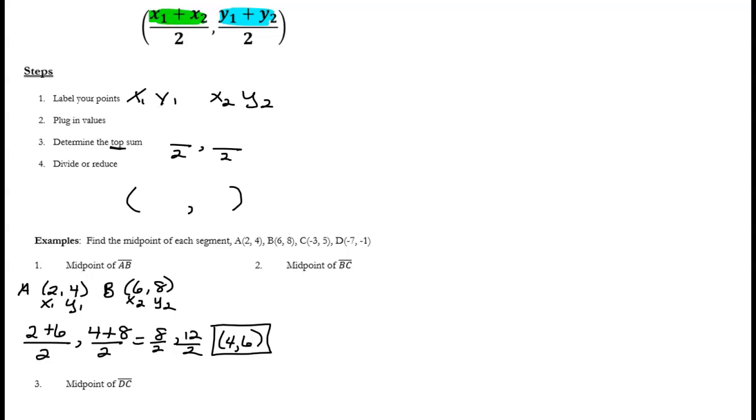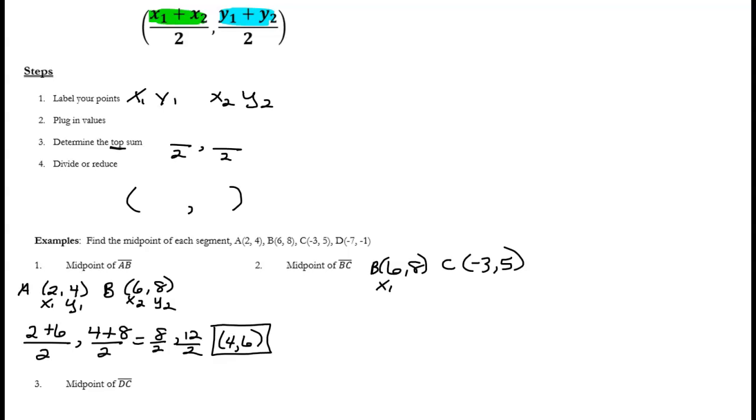All right, same thing for number 2. I'm going to start off by writing my points. So B is at 6, 8, and C is at -3, 5. Okay, what I would like you guys to do is I would like you to label your points and plug in. And once you think you have it plugged in, press play.